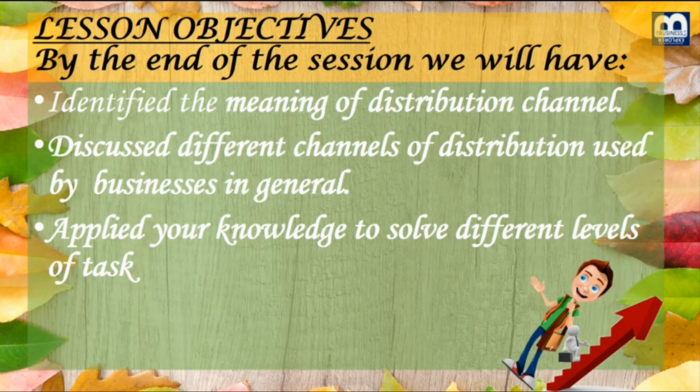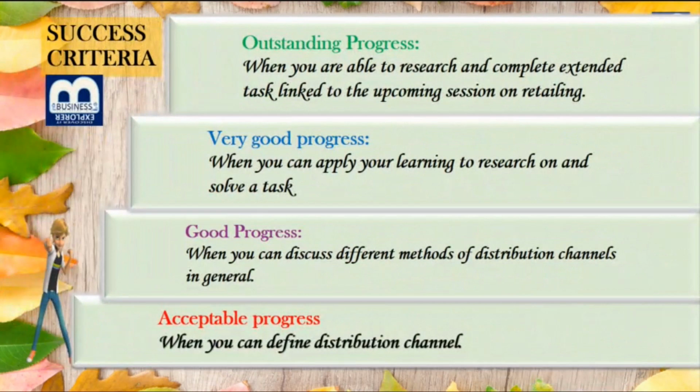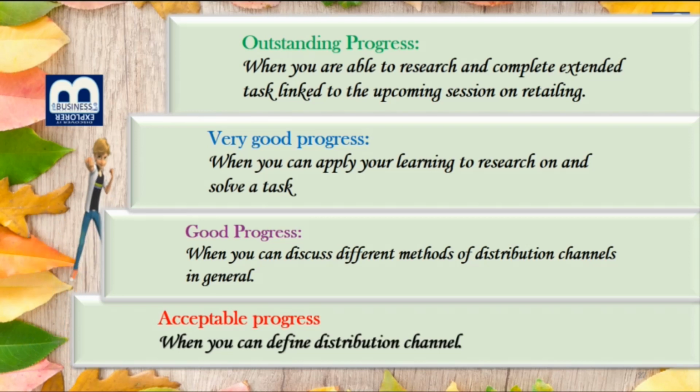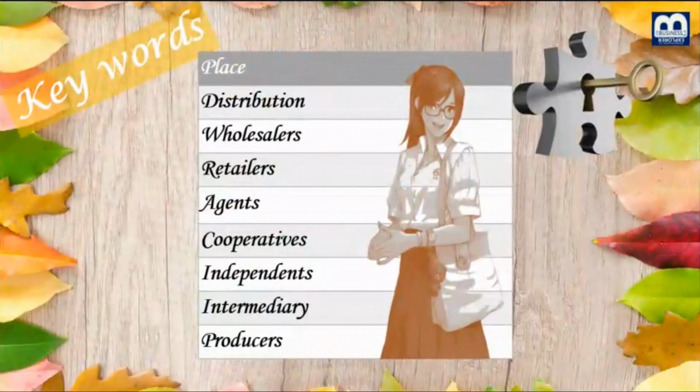The success criteria goes like this. You make acceptable progress when you can define distribution channel. You make good progress when you can discuss different methods of distribution channels in general. And you make very good progress when you can apply your learning to research and solve a task. You make outstanding progress when you are able to research and complete an extended task linked to the upcoming session on retailing. So the key words for the session are place, distribution, wholesalers, retailers, agents, cooperatives, independents, intermediary, and producers.